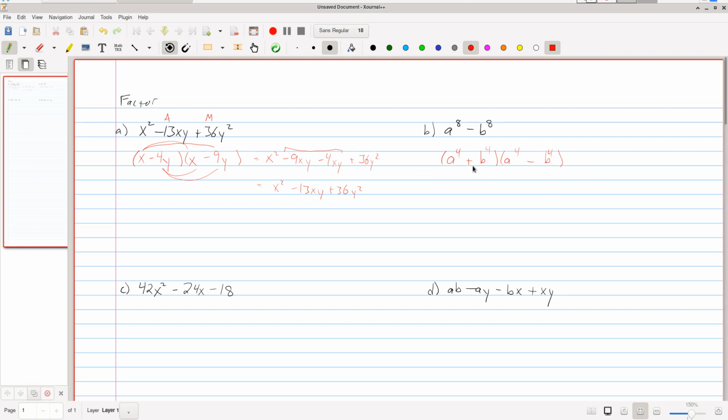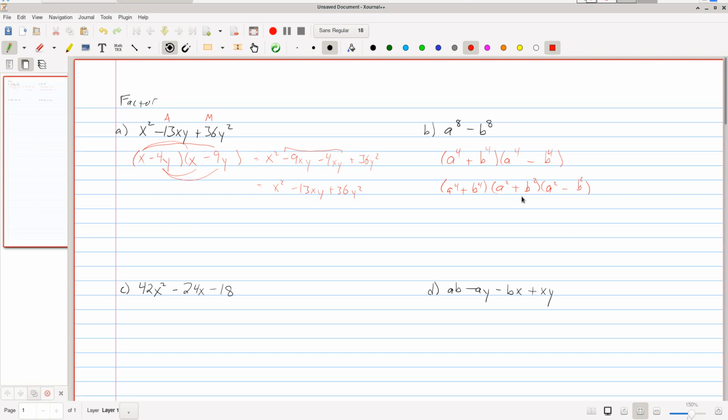Now this first factor is a sum of squares, so this will not factor further. We can leave this as it is. However, a to the fourth minus b to the fourth is another difference of squares, so we can factor this again. So let's leave the first one, a to the fourth plus b to the fourth. The second one, though, I'm going to expand. It's a difference of squares, so this should be a squared times a squared to give us a to the fourth. And then two different signs, plus and minus.